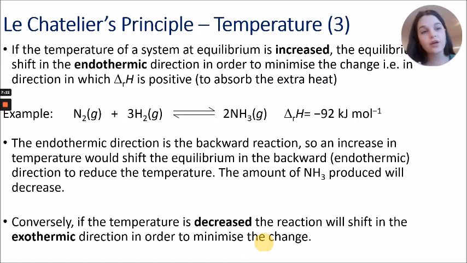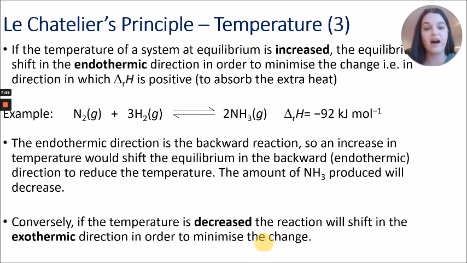So if I increase the temperature, equilibrium would shift to minimize the effects of that change, and it will favor the endothermic direction, which in this case is backwards, to reduce the temperature. Putting the link in here, that will decrease the amount of NH3 because it's favoring the backwards direction to use it up.